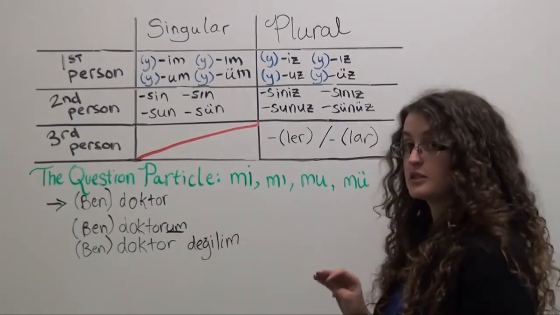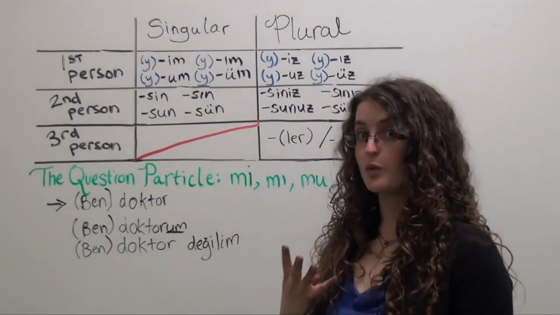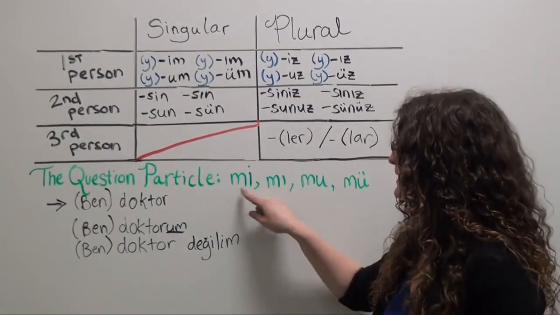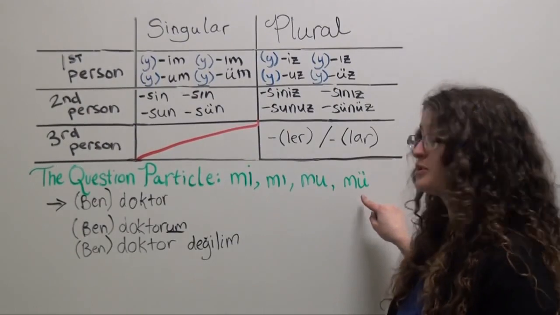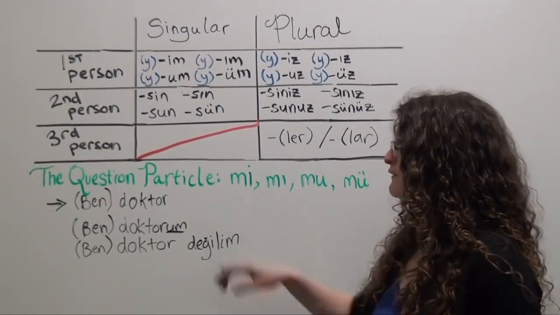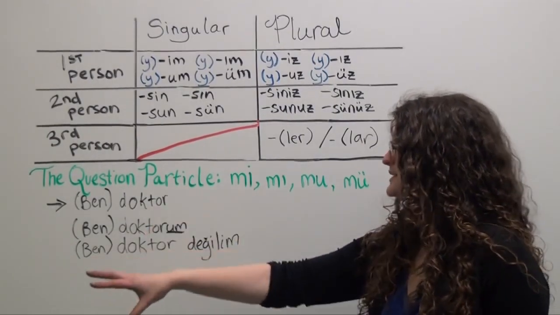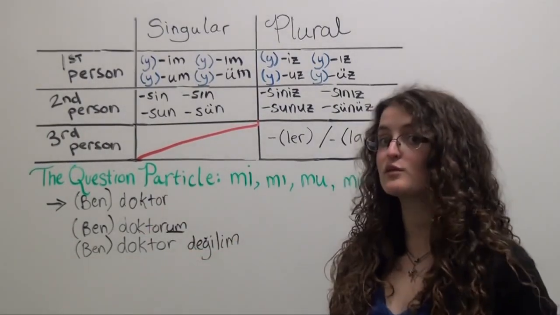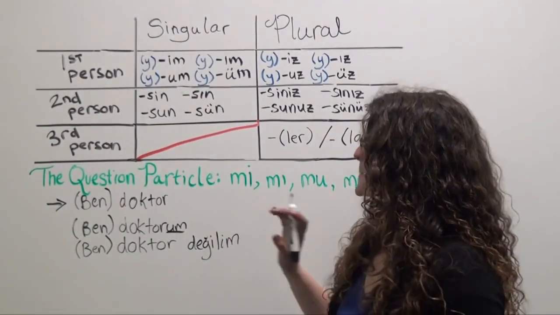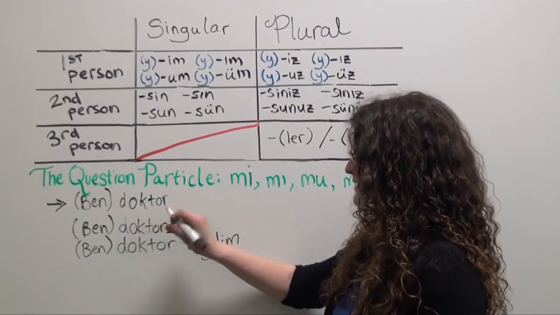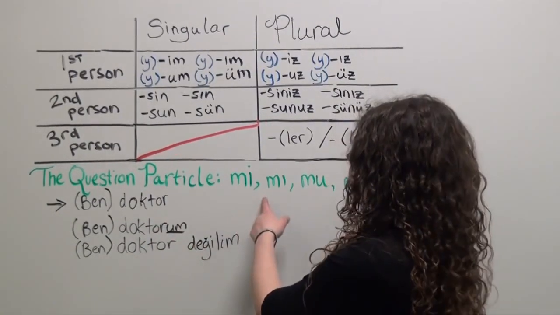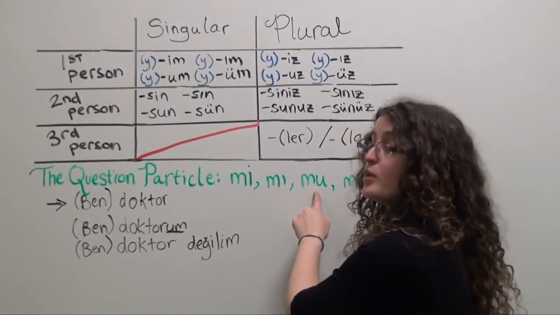Now the question particle in Turkish follows the rules of four-way vowel harmony, which means it can take one of four different forms. Mi, mı, mu, and mü. Which of these forms we choose is going to depend on the final vowel in the word preceding the question particle. If you need a refresher on how four-way vowel harmony works, we have a video for that. For doktor, because of this o, final vowel in the word preceding the question particle, we're going to choose mu.